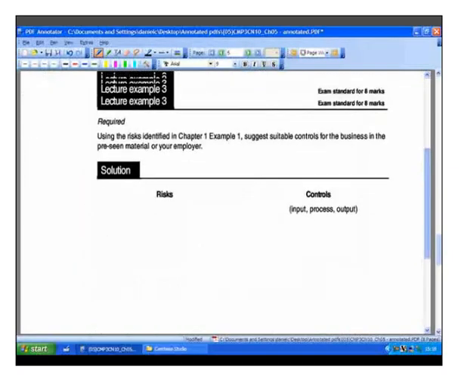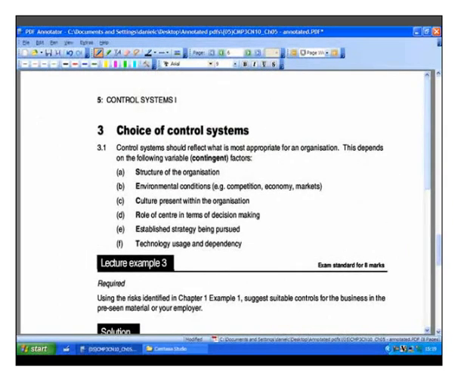Okay, so we've looked in a bit of detail at control systems. Now, as previously mentioned, you may need in the exam to recommend appropriate controls for an organisation. In this case, you've got to be very, very careful to analyse certain characteristics of the organisation so that you can be sure that what you're recommending is appropriate.